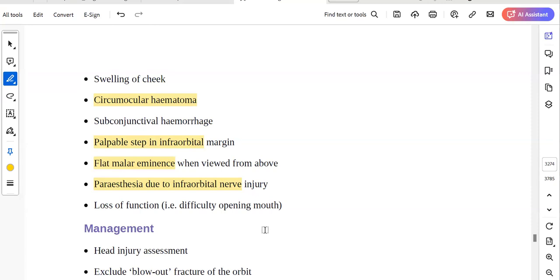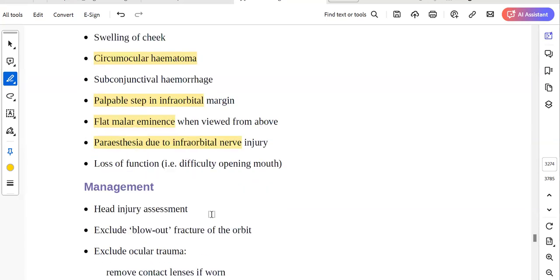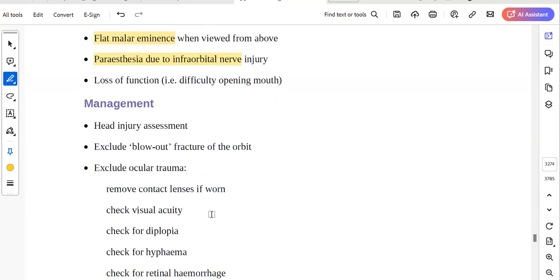The question that comes in the exam, they ask what is the most common symptom or what is the most important symptom in a malar fracture patient. So the most important or most common one is this paresthesia due to infraorbital nerve injury. And sometimes you need your malar bone to open and close your mouth. So sometimes a patient with this fracture, because of pain, can have difficulty opening their mouth.